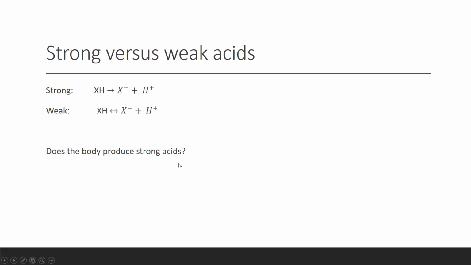Now, does the body produce strong acids? Well, it's sensible for the body not to produce strong acids because strong acids tend to dominate the pH of a solution because you release the acid. And HCl is an example in the body of a strong acid that's produced, which is produced in the stomach and used for a very particular purpose. But strong acids aren't commonly produced in the body in cells. By sticking with weak acids, we can regulate the pH better because altering the concentration of H plus will alter this equilibrium.